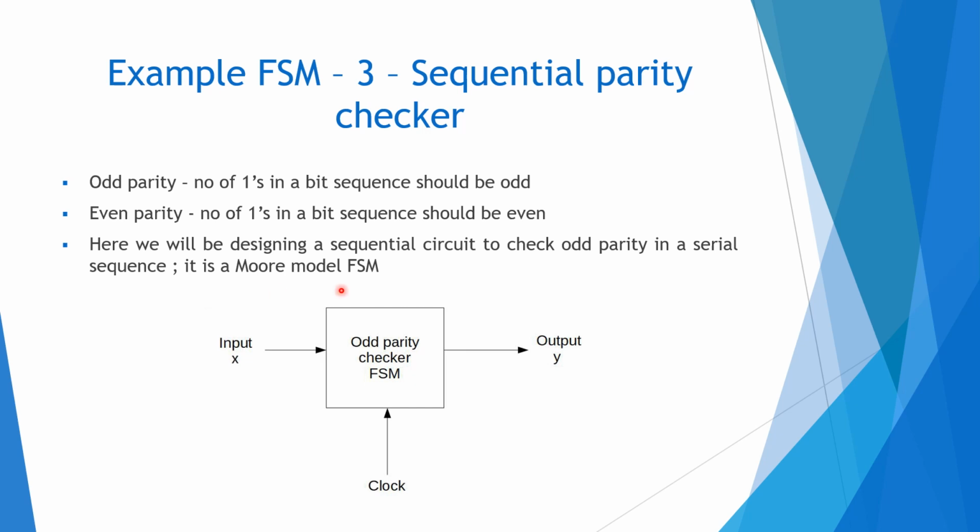And here it is a Moore model FSM. Why it is a Moore model, we will be seeing that. So this is the block diagram, and the input stream will be coming. Suppose an 8-bit input stream is there, and if there is an odd number of ones in the bit stream, then the output will be 1. And if there is even parity, the output will be 0. This is the clock to the flip-flop of the FSM.